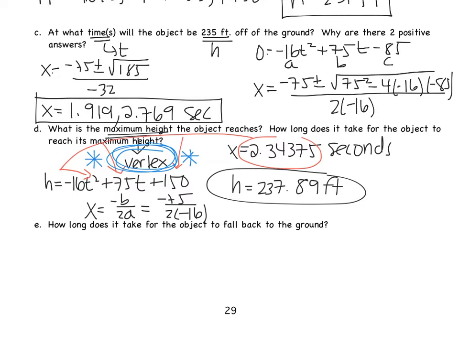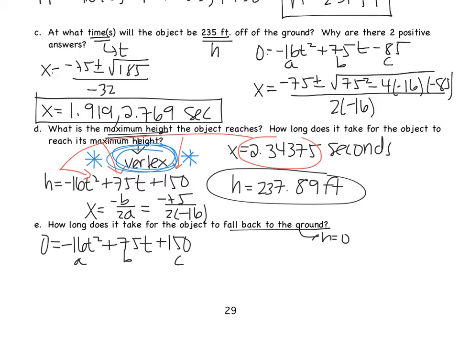So then our very last question that we can ask is, how long does it take for the object to fall back to the ground? So if it falls back to the ground, that means that the height it's at is 0. So if we set our equation equal to 0, we're looking for the solutions or the roots or the zeros. They all mean the same thing. So again, we talked about this before. We have the square root method, completing the square, factoring. You can solve this however you would like. Again, my suggestion would be that you do the quadratic formula. So our a is negative 16, our b is 75, and our c is 150.